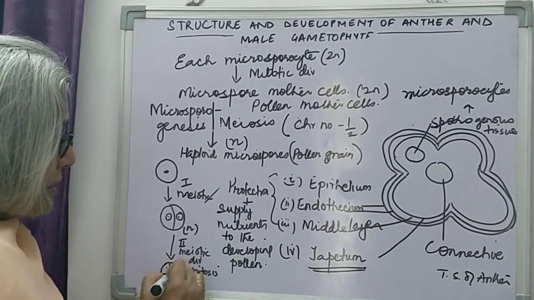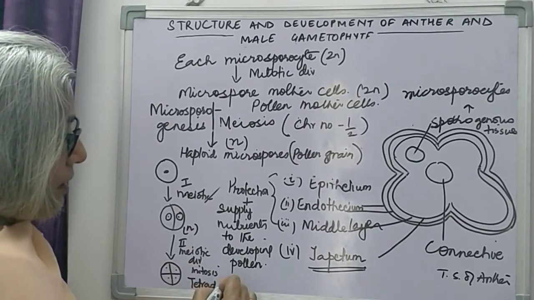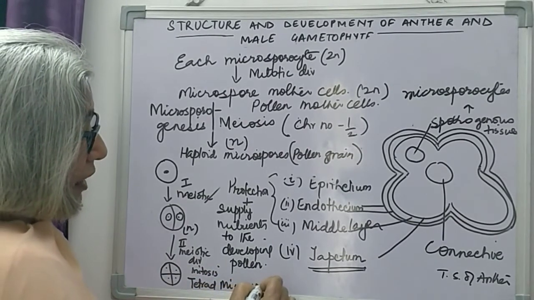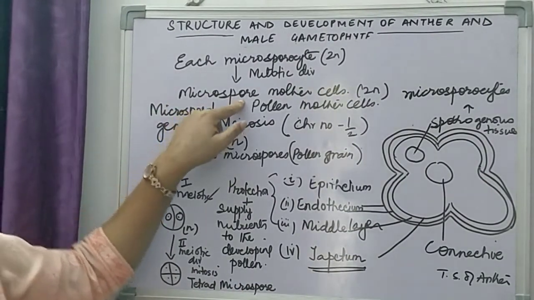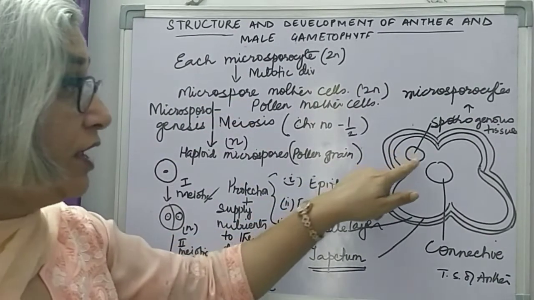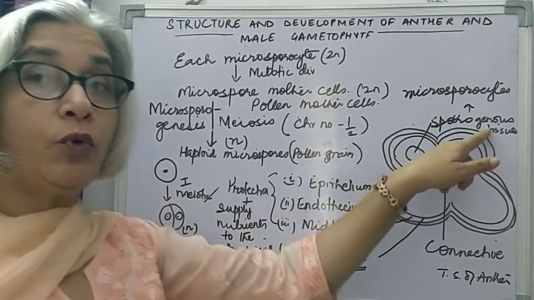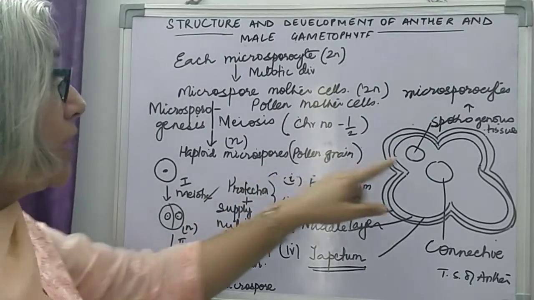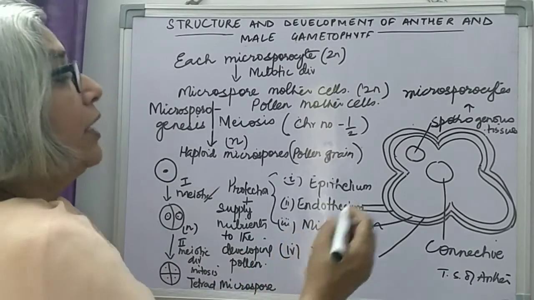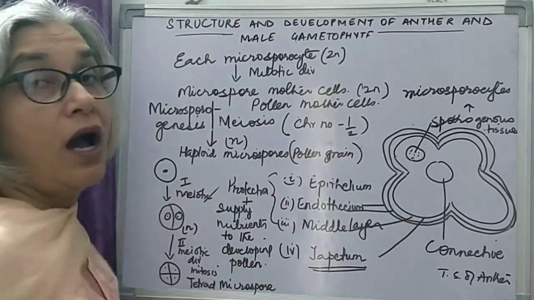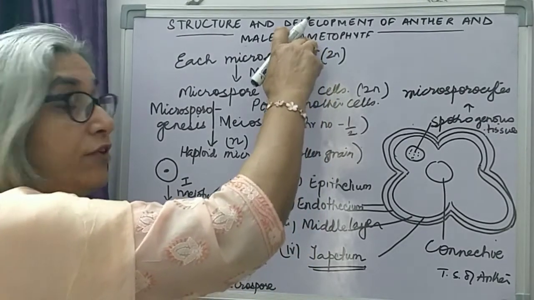formation of 4 cells. And these cells are called the microspore tetrad. So 4 cells from each microspore mother cell are formed. So here we have lots of pollen grains developing from the microsporocytes or the sporogenous tissue. So that's how pollen grains are formed in the anther. And the pollen grains or microspores that are formed here are the male gametophyte.